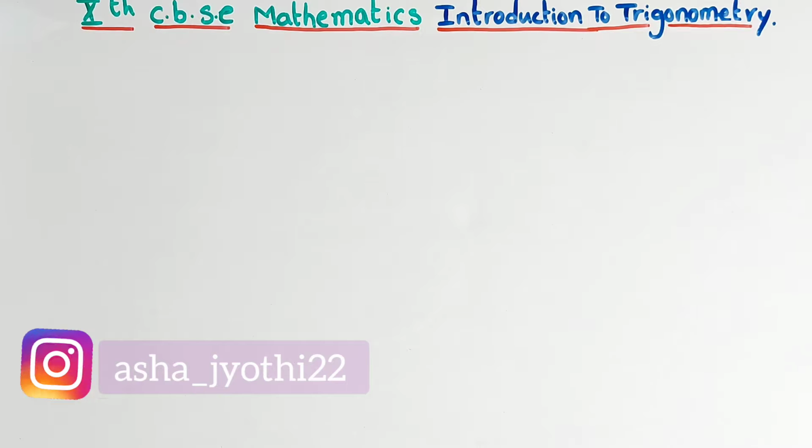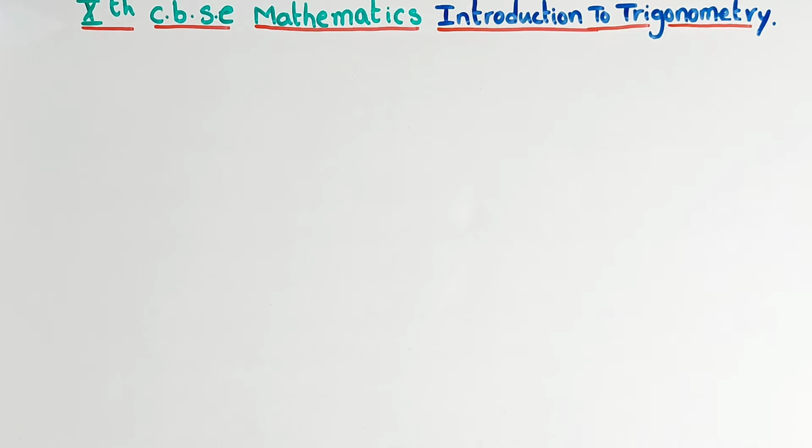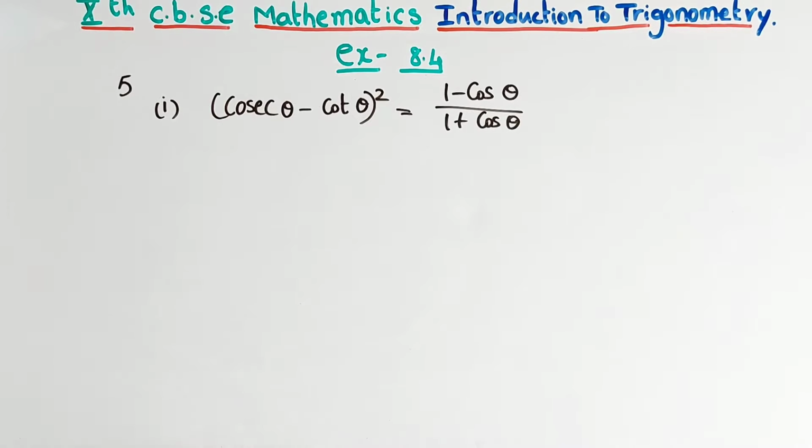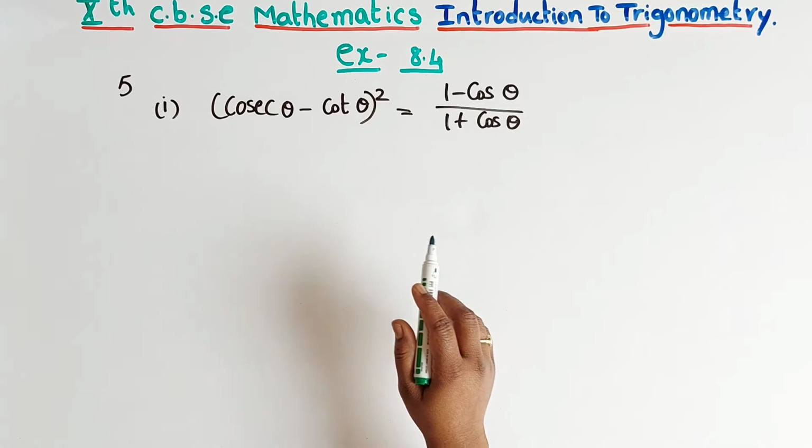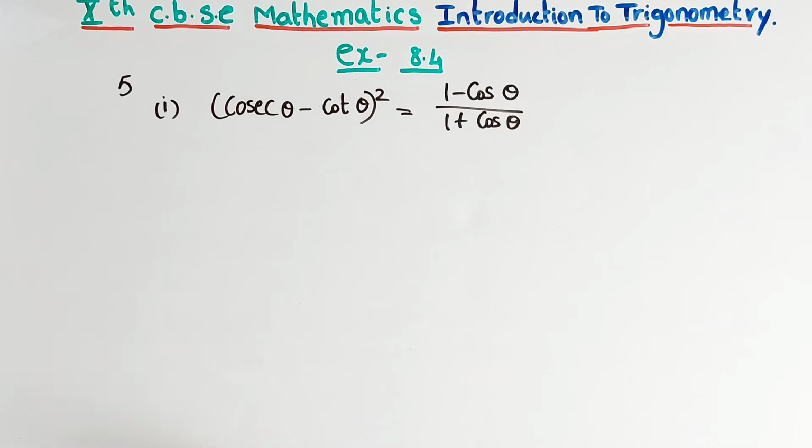We are learning 10th standard CBSE Mathematics, Introduction to Trigonometry. We are doing exercise 8.4, children. 5th question, prove the following identities where the angles involved are acute angles for which the expressions are defined.